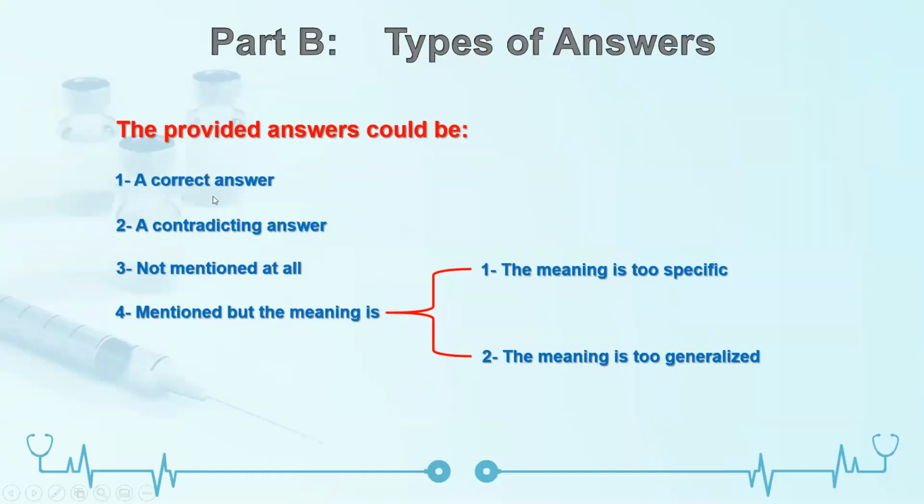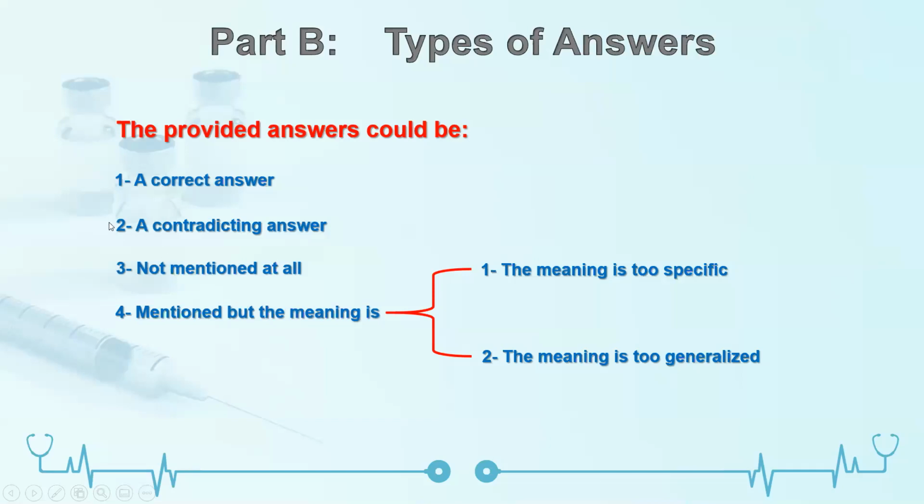The provided answers could be a correct answer, or a contradicting answer, or not mentioned at all, or mentioned but the meaning is too specific or too generalized. You have to locate this one correct answer. So please exclude the contradicting answer, exclude the answer which has information not mentioned at all, or mentioned but not fitting the correct answer. The meaning is too specific or too generalized.